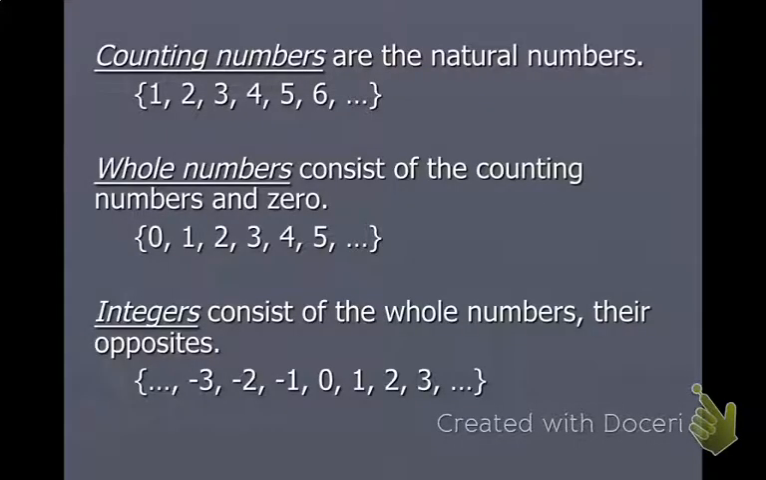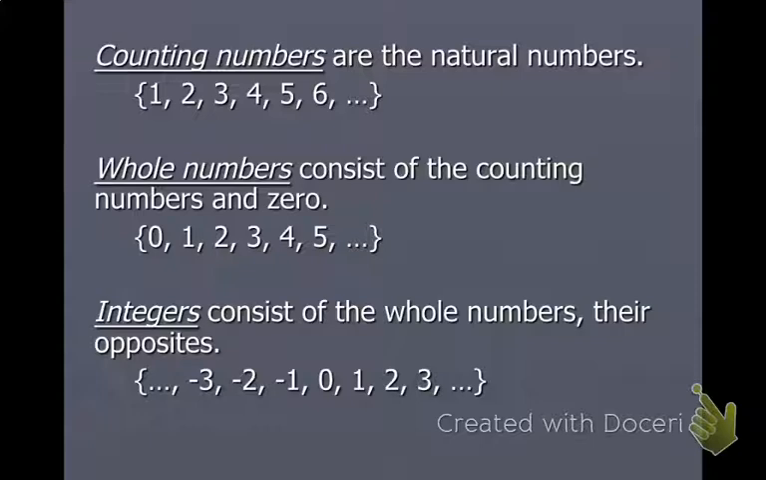The counting numbers consist of the natural numbers. These are the numbers that you first learned about, and it's when you started counting. You started on 1, counting objects, and so on. Then, as you grew older, you learned about the whole numbers, and it consisted of the counting numbers and 0.